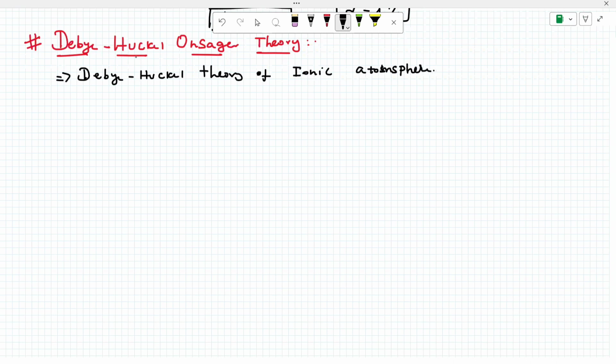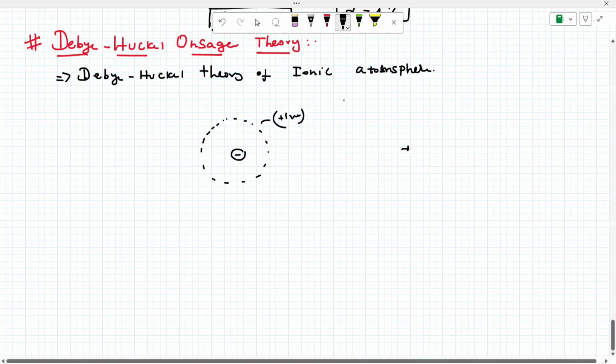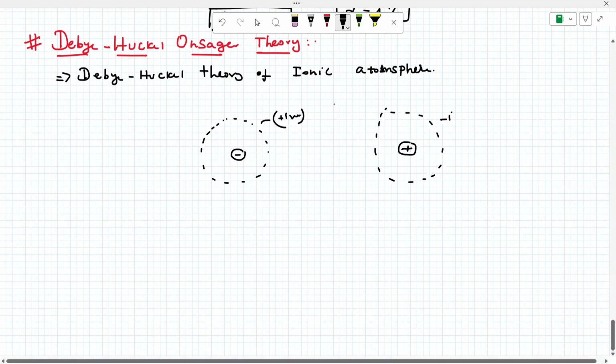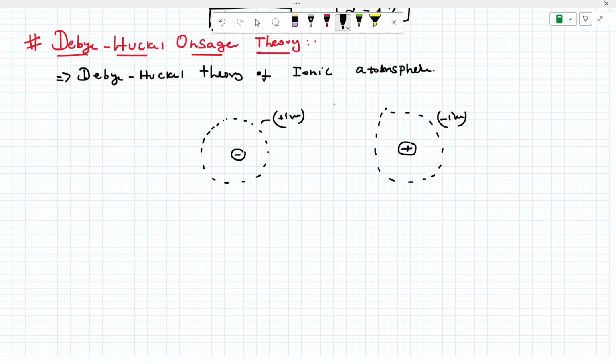Now, listen. If the central ion is an anion, the ionic atmosphere is a positive sphere. Please mute your mic. If the central atom is a cation, what is the sphere? It is a negative sphere. Opposite to the central ion, the opposite sphere is going to be generated. Note the point.